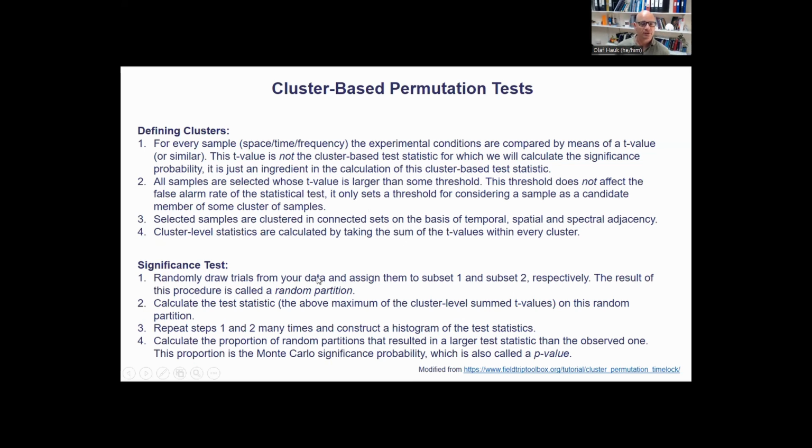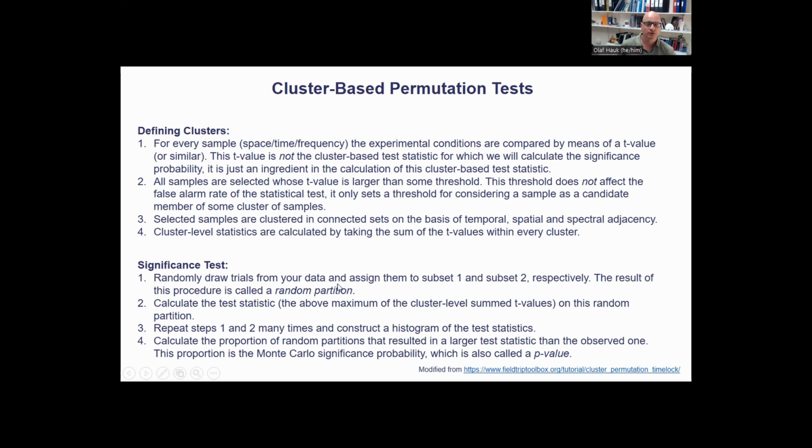But then the actual significance test is by creating your own distribution of effects and checking whether your observed statistical values are actually at the upper end or the lower end of this distribution. So you create this distribution by randomly drawing trials from your data and assigning them. I mean, let's assume you're comparing two conditions to each other. So you say it's subset 1 or subset 2.